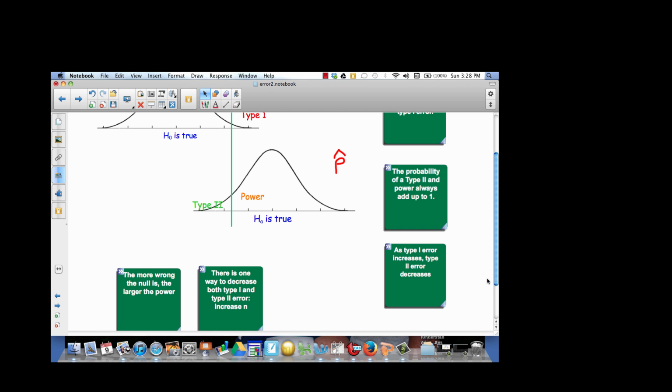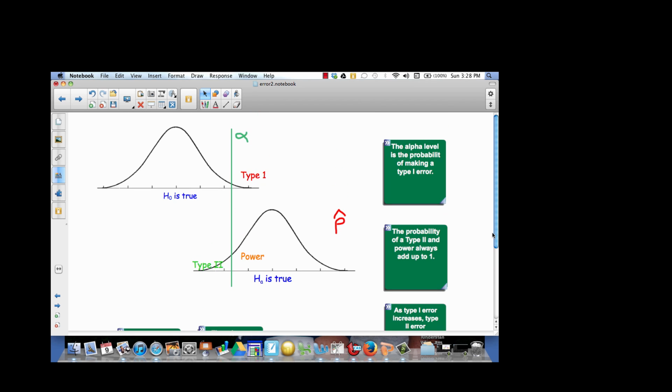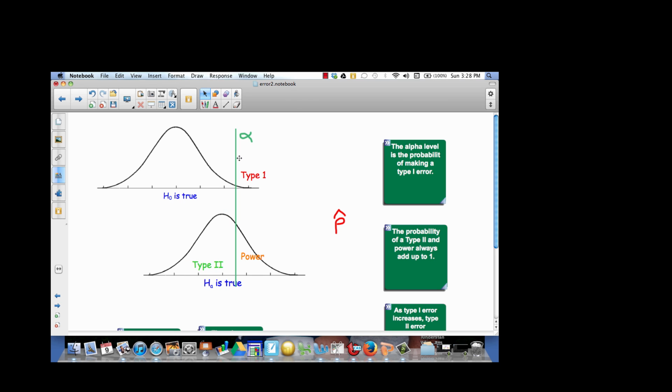So this picture that we've looked at up here is a real key diagram of how type 1, type 2, and power interact with each other. To conclude one more time, the alpha level sets your type 1 error when you're going to reject even though the null is true. And if you look at the picture, as you make the alpha level bigger, the type 2 error gets smaller. And remember that type 2 and power always add up to 1.